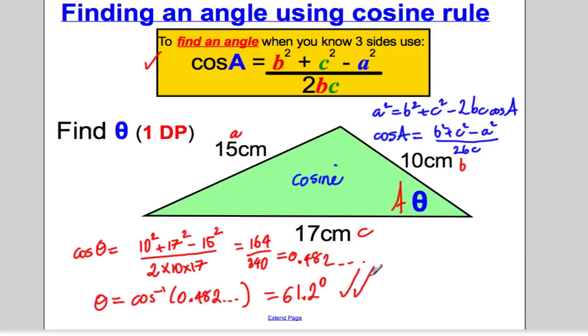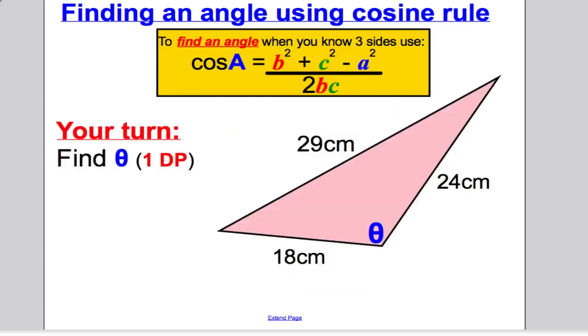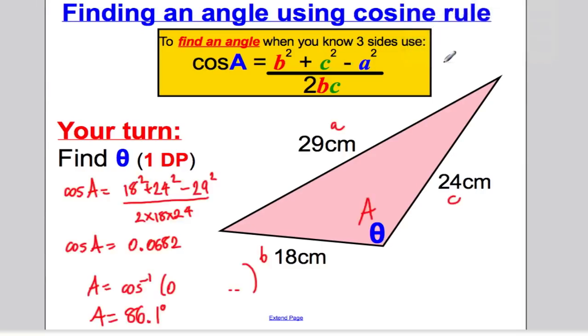Okay, at the end here, I want you to have a go at an example finding an angle yourself and check you can get the right answer afterwards with my working. Off you go. And here's the answer I got to that last question there. I got 86.1 degrees.